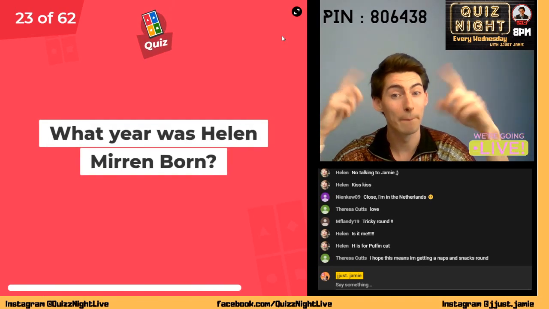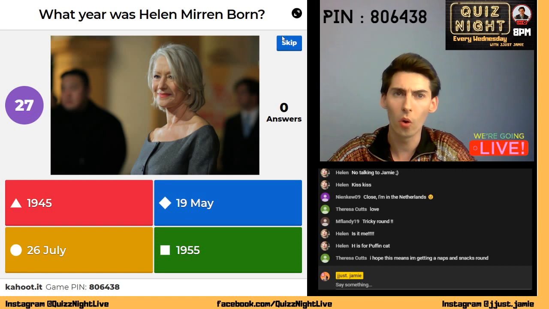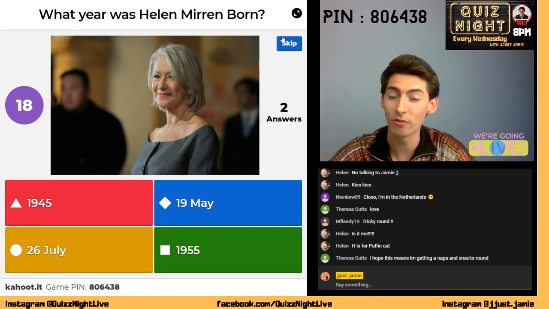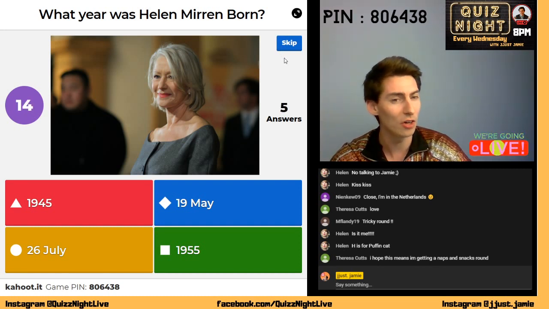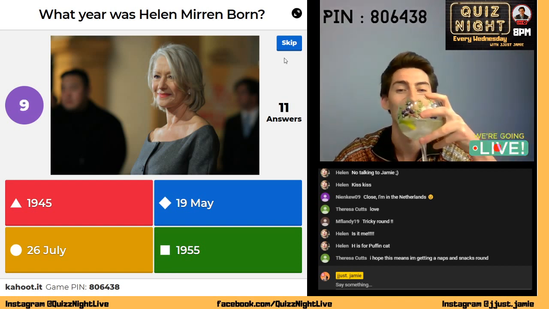Multi-select, this is worth big points. What year was Mirren born? Oh, so I can see a couple of numbers here, but I can also see a couple of dates. Remember, only select what you know. If you get one right but one wrong, you get no points. So if you know the year, click that. If you know the month and the day, click that. Don't click both unless you know both.